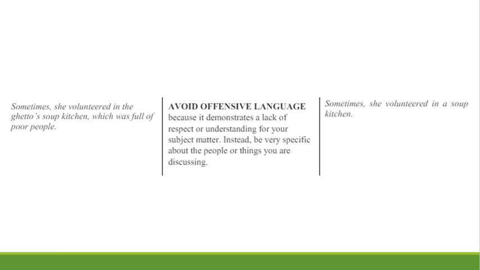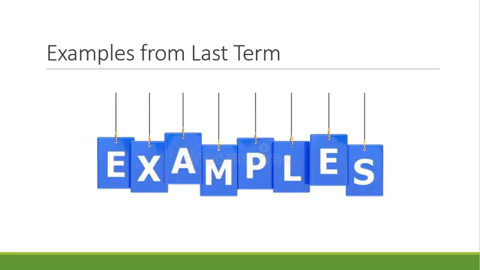Finally, the last example here, and again, I know these aren't academic in nature, but they show a good comparison between a colloquial form of writing and academic. "Sometimes she volunteered in the ghetto's soup kitchen, which was full of poor people." So, avoid offensive language. This probably isn't going to come up in your work too much. Instead, the example here is, "Sometimes she volunteered in a soup kitchen."